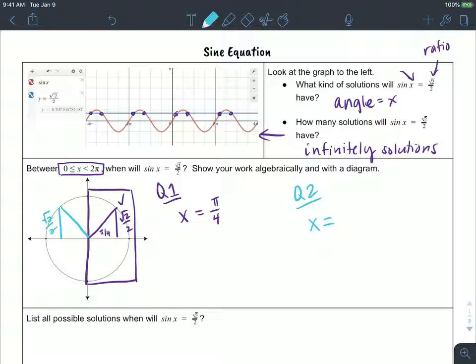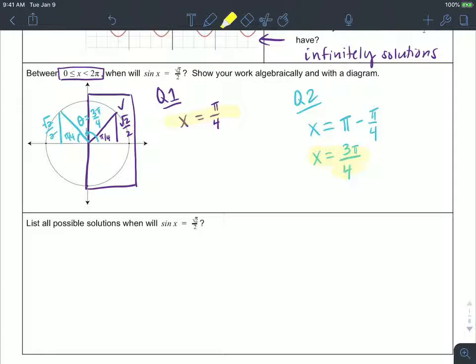So what we're going to do for sine is take 180, or pi, minus pi over 4, so my angle is going to equal 3 pi over 4. So I actually have two answers here, two places where sine of x is equal to root 2 over 2. What if this graph went on forever? How do I show all possible answers?